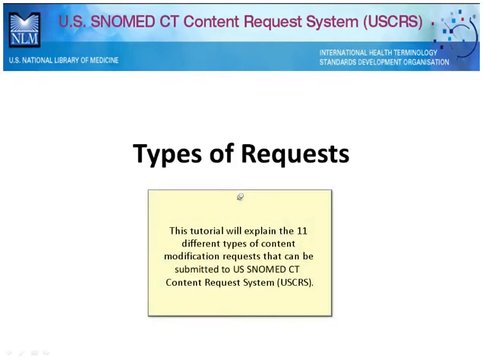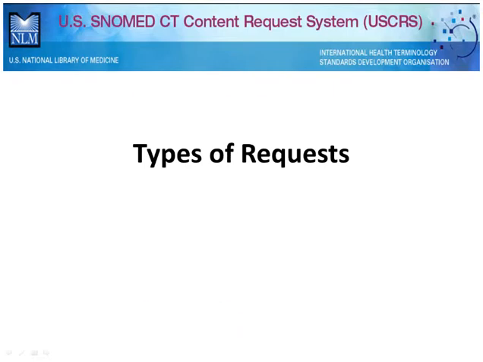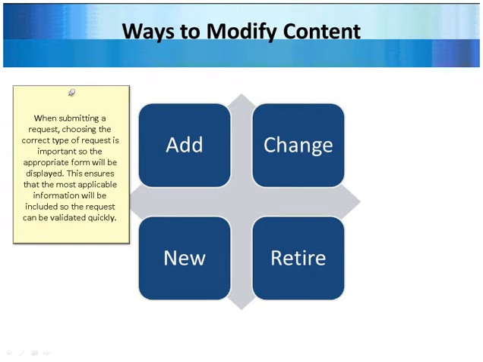This tutorial will explain the 11 different types of content modification requests that can be submitted to the US SNOMED CT Content Request System, USCRS. When submitting a request, choosing the correct type of request is important so the appropriate form will be displayed. This ensures that the most applicable information will be included so the request can be validated quickly.